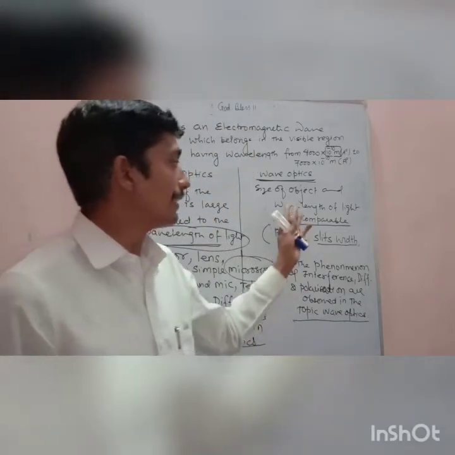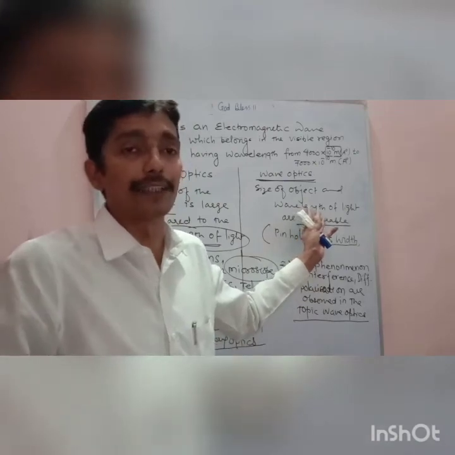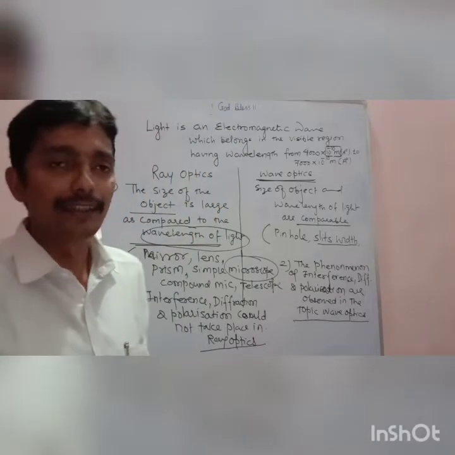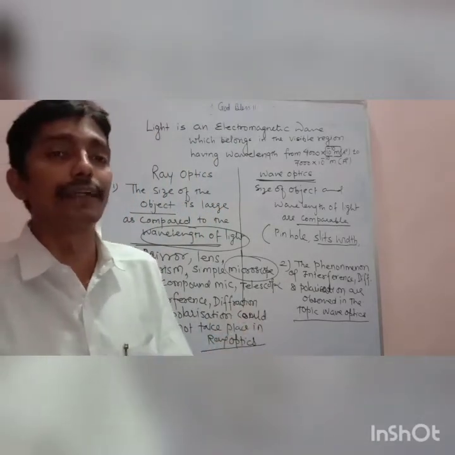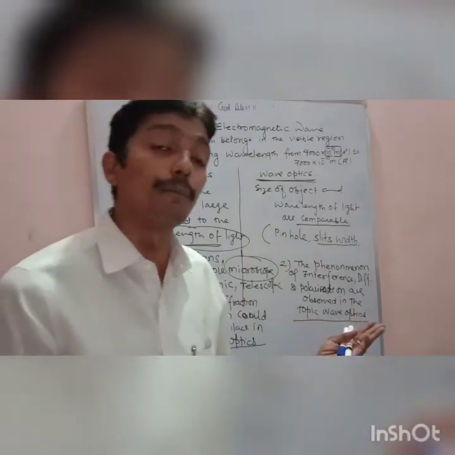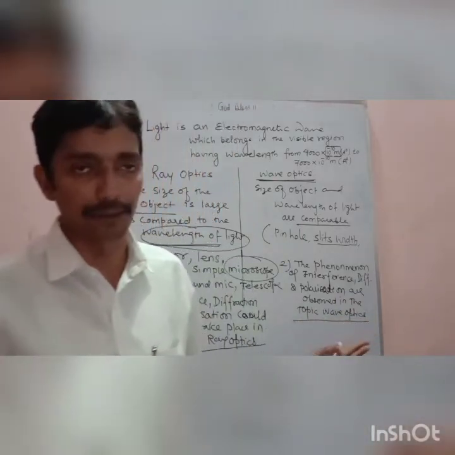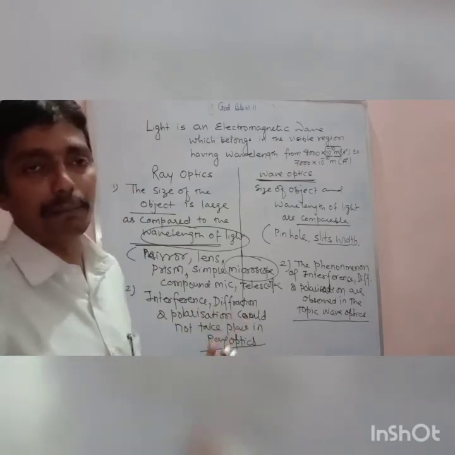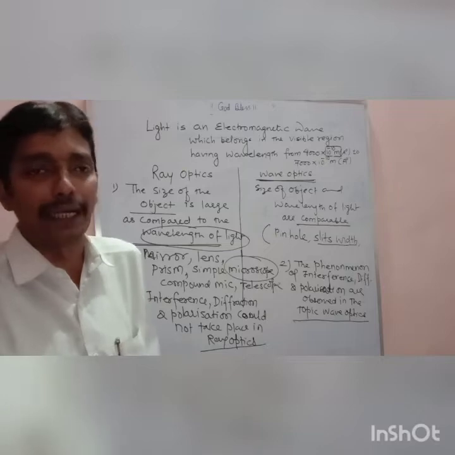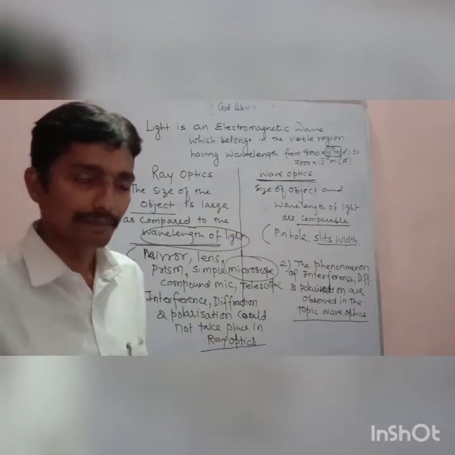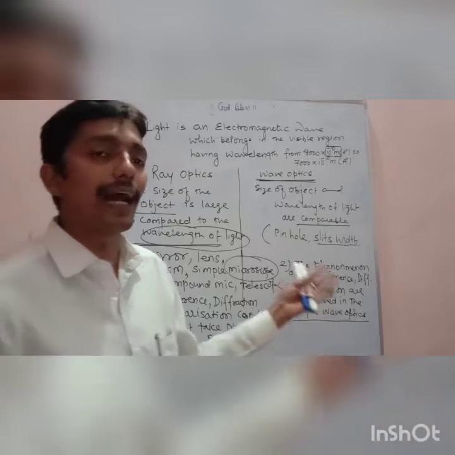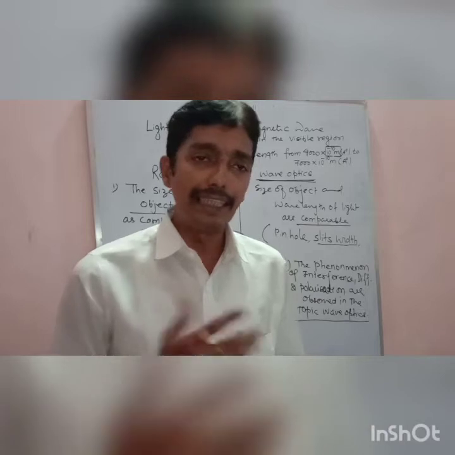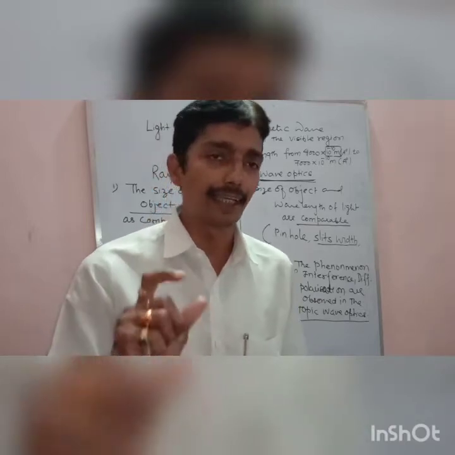And therefore it is said the wavelength of light compared with the size of the objects is incomparable with the size of the objects. And second thing, my dear, the phenomena which we cannot observe in ray optics and the phenomena which we can observe in wave optics can be distinguished. You can write that phenomena such as interference, diffraction, polarization cannot be explained in the topic of ray optics. But these phenomena are explained within the topic of wave optics, and I told you the reason is the wavelength of the light and the size of the object.